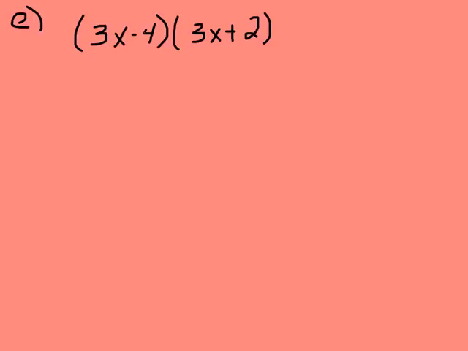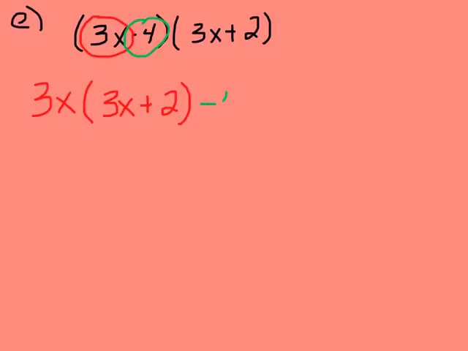Now I'd like to jump to example E. I'm going to show you double distribution again for this. I'm going to take the 3x out and put it out in front. So 3x times 3x plus 2. I'm going to pull the negative 4 out and put that out in front.